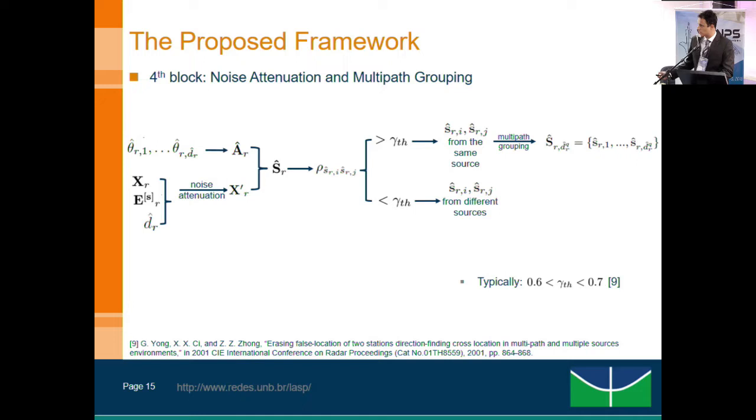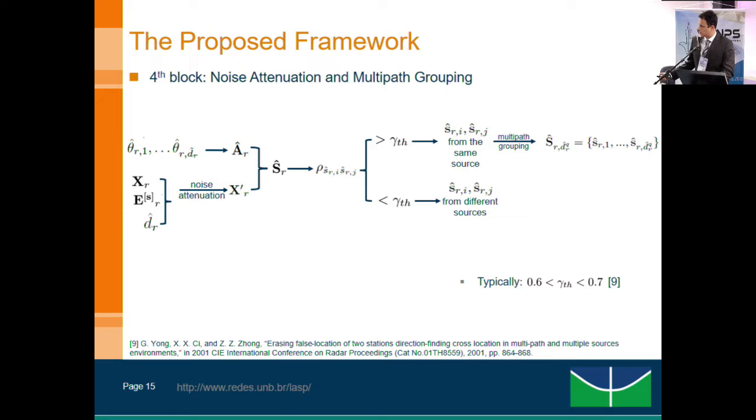This DOA vector contains the angle of arrival of each one of the received signal components. The next block corresponds to the noise attenuation and multipath grouping. First, we perform the noise attenuation of the received data matrix, and we obtain the noise attenuated data matrix. And we reconstruct the array steering matrix from the directions of arrival obtained in the previous step. And we reconstruct the estimated symbols matrix.